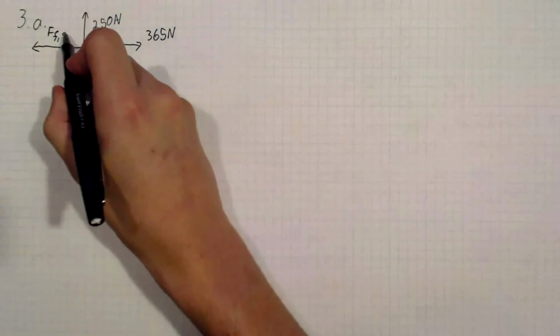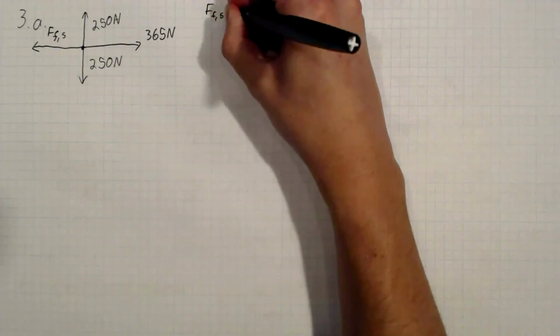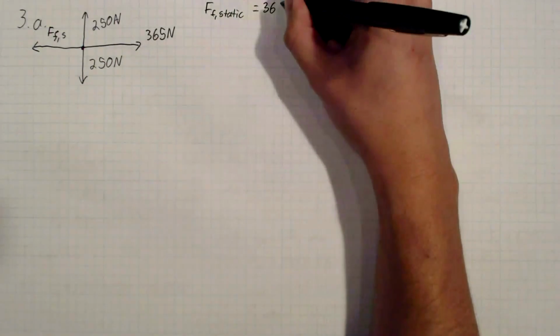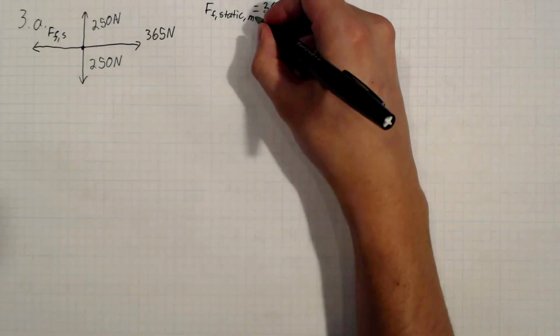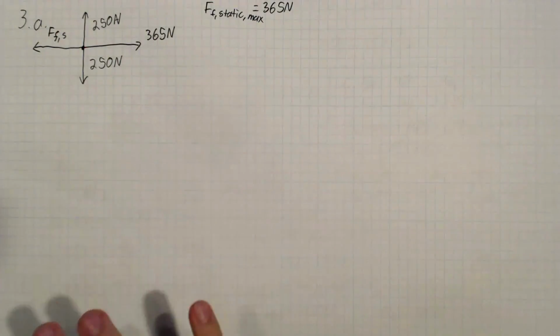And to solve, we know that our force of static friction is going to be equal to 365 newtons at its max. So this should be F static max. Because in the problem it tells you that that's the amount of force required to set it in motion. In other words, to just initially get it moving.